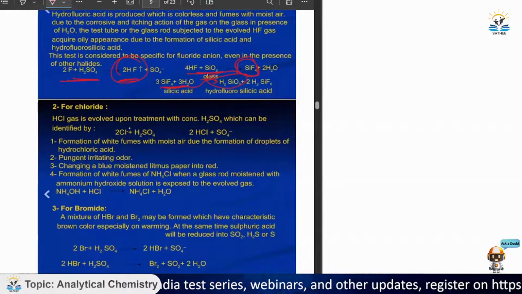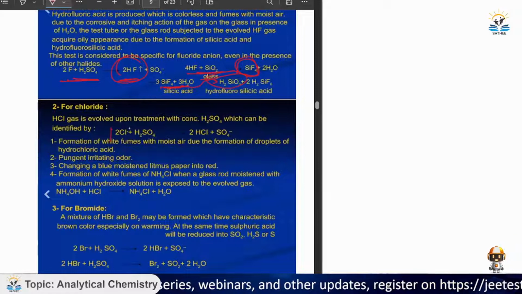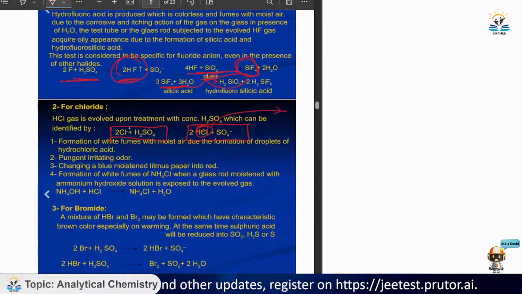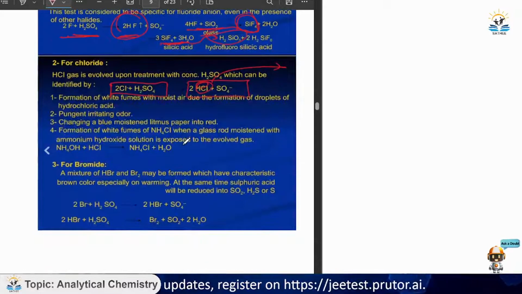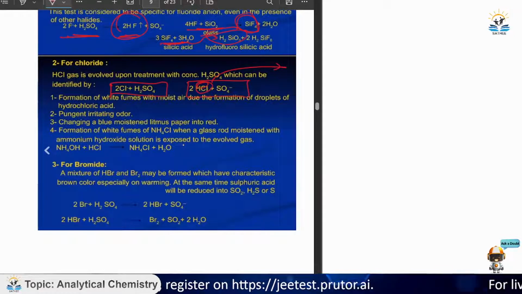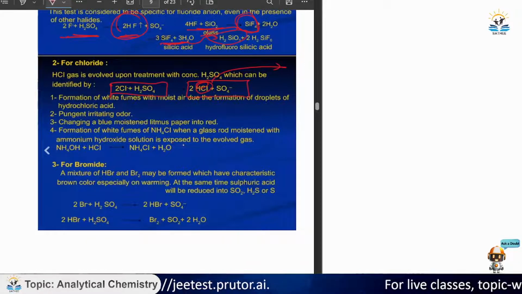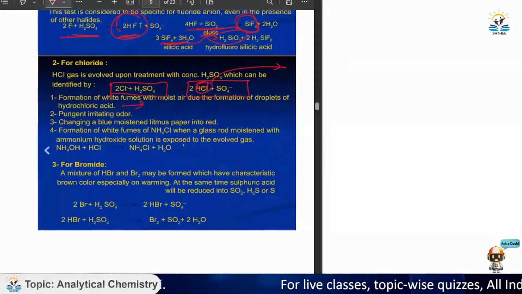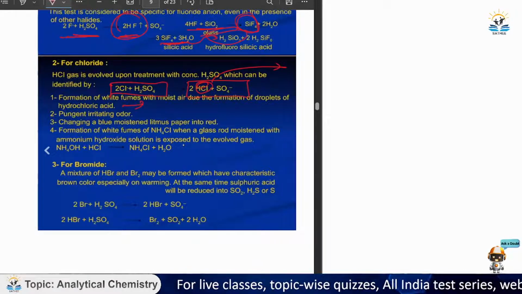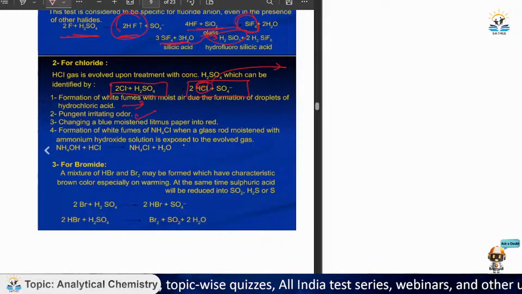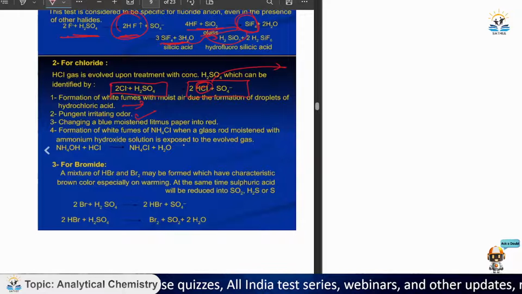Now for chloride, it is 2 times Cl minus plus H2SO4 giving HCl plus SO4 2 minus. So this HCl will help us identify the chloride anion. I am just discussing that one topic only, it is a somewhat brief intro. Now, formation of white fumes with moist air is due to the formation of droplets of hydrochloric acid, and a pungent irritating odor.